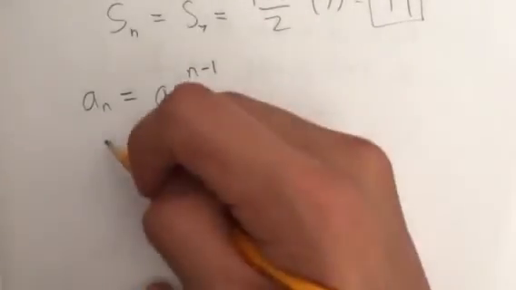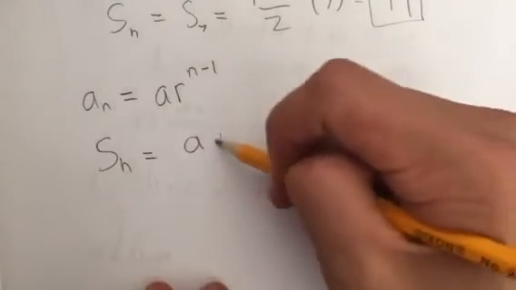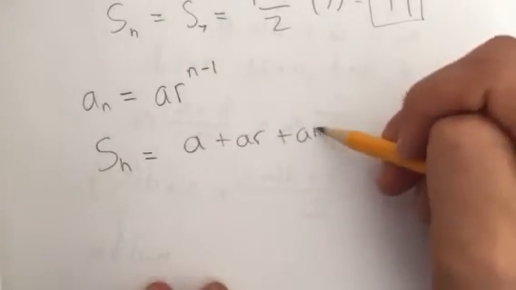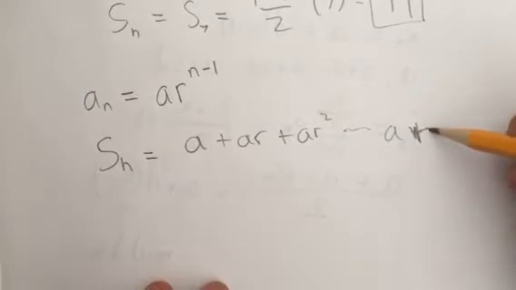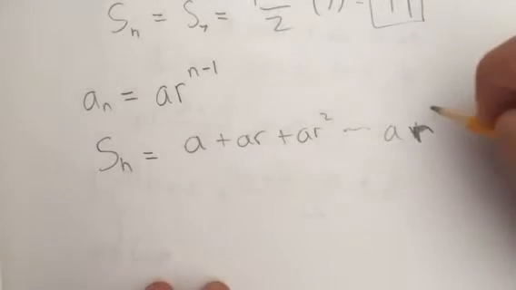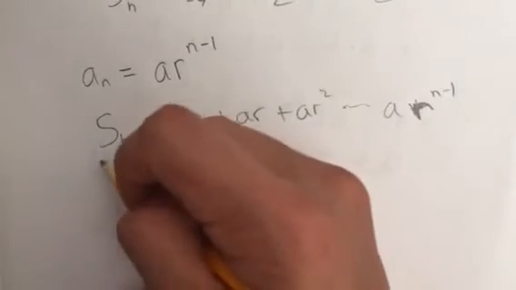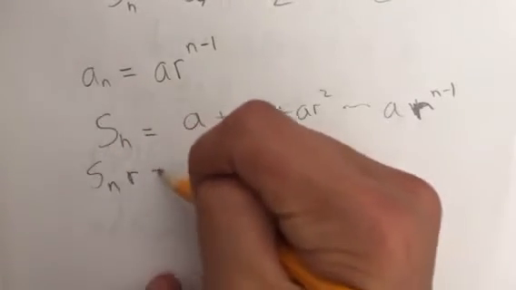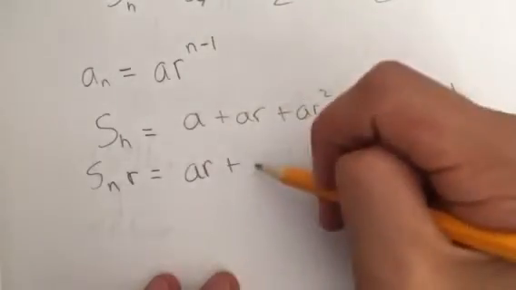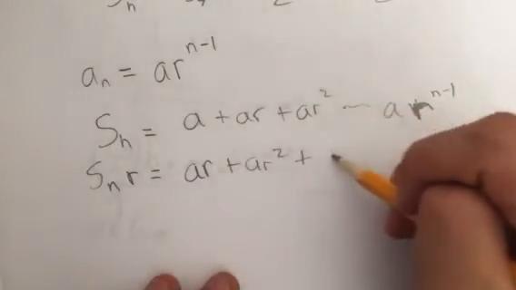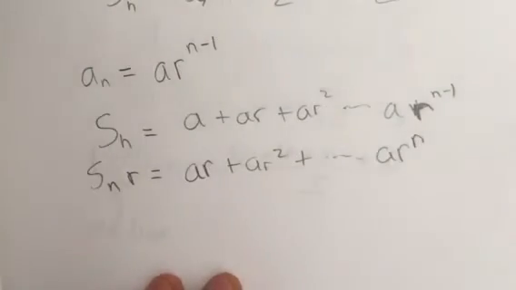This means that the sum of the first n terms is a times r to the 0 plus a times r to the 1 plus a times r squared, all the way to a times r to the n minus 1. If we multiply this by r, let's see what happens. The sum times r is a times r, or ar, plus ar times r, or ar squared, all the way to ar to the n minus 1 times r, or ar to the n.